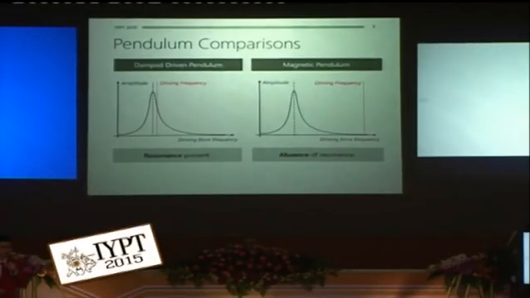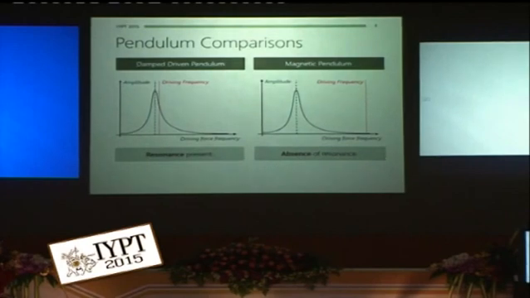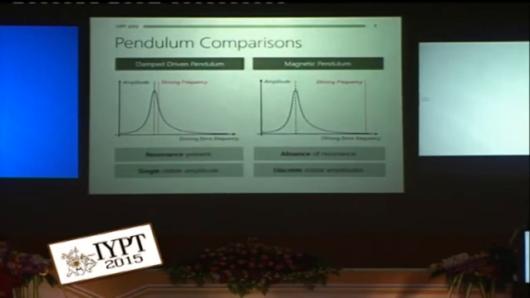So first, let's compare the magnetic pendulum and the conventional driven pendulum. We can see some major differences. The first difference is that in the magnetic pendulum, there is no resonance involved because the AC frequency is so much higher than the natural frequency of the pendulum. And secondly, for the magnetic pendulum, there's a discrete stable amplitude spectrum, whereas for a conventional pendulum, there's only one single stable amplitude.